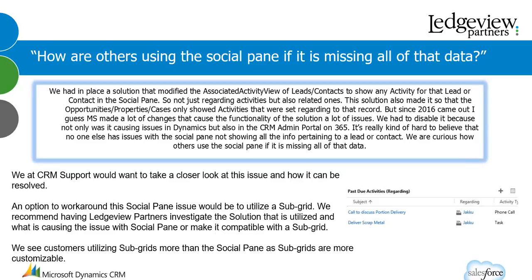An option for an immediate workaround is to utilize a subgrid as opposed to the social pane. We still recommend having Ledgeview partners investigate the solution that was utilized in the beginning to see what's causing the issue with the social pane and if it's compatible with the subgrid. We see customers all the time utilizing subgrids more than social panes. Subgrids are much more customizable than social panes.